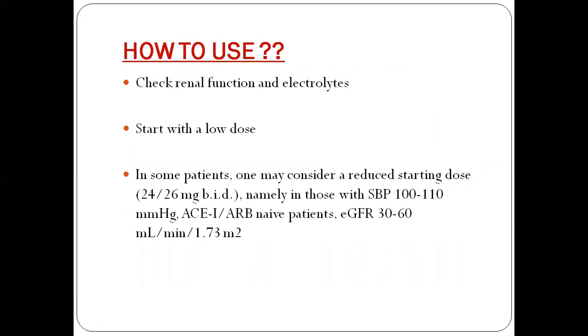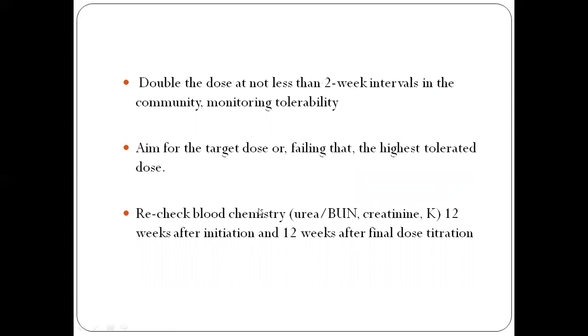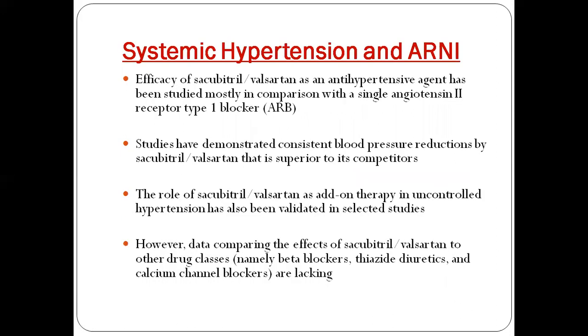Now, how to use it: check renal function and electrolytes, and always start with a very low dose. If your BP is between 100 to 110, you start with a small dose. If the patient has not previously received an ACE inhibitor or ARB, you start with a small dose, or if they have an eGFR of 30 to 60, you start with a small dose. You should double the dose every 2 weeks to the maximum dose, and recheck blood chemistry 12 weeks after initiation and 12 weeks after final dose titration. So every 3 months you should do a blood chemistry.